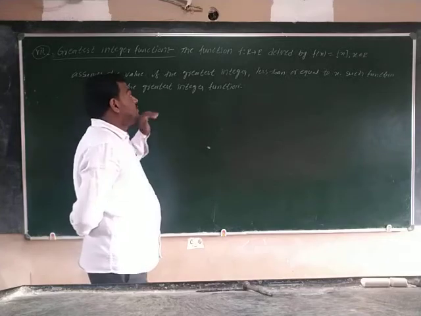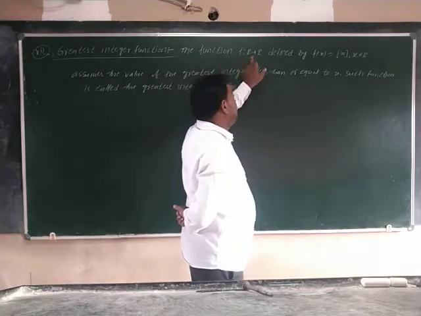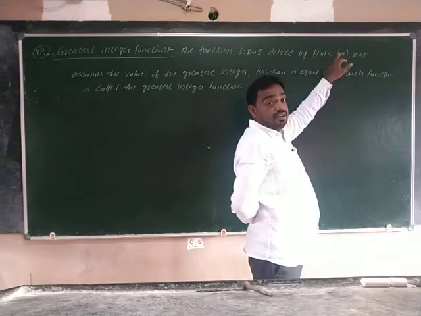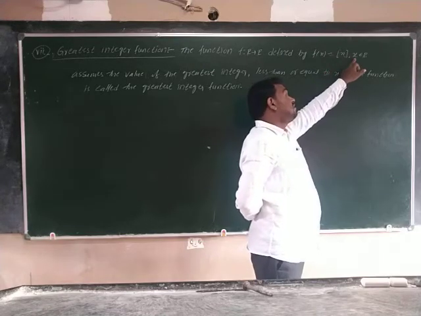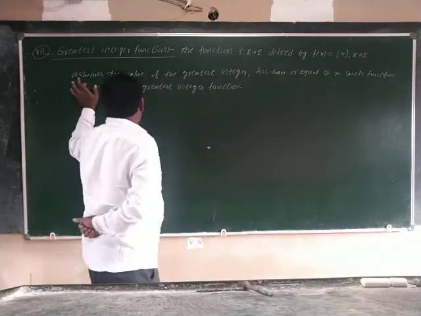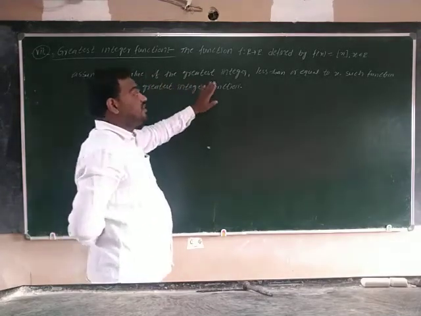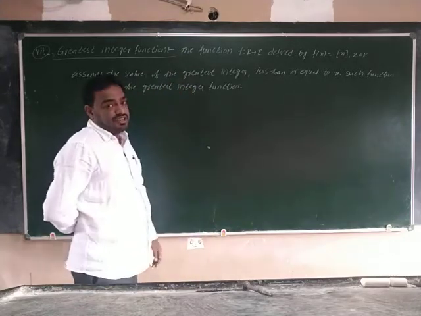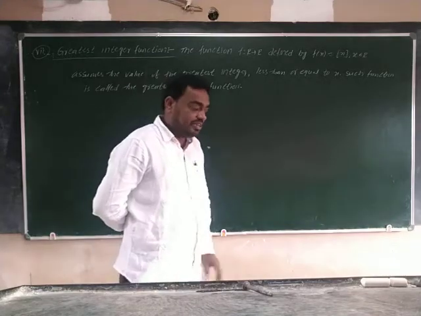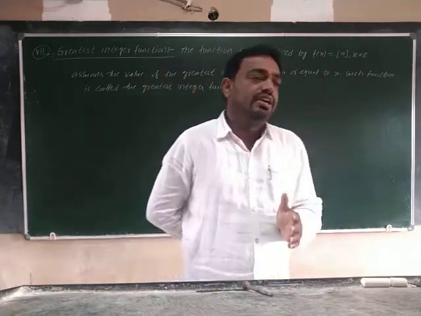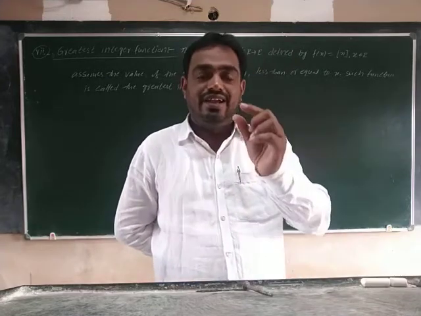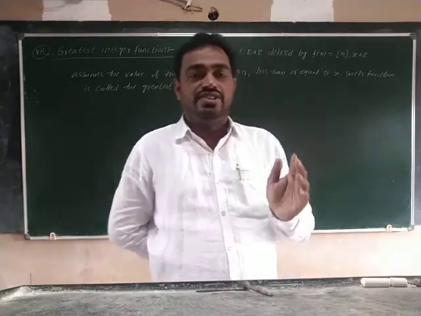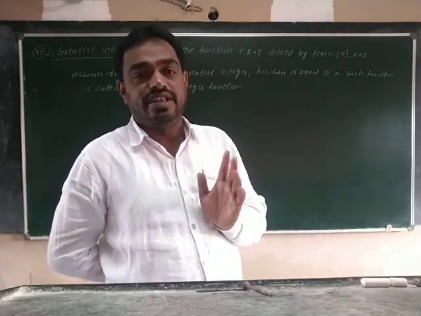See the definition. The function f mapping from R to R defined by f of x is equal to the greatest integer of x, where x belongs to R, assumes the values of the greatest integer less than or equal to x. Such a function is called the greatest integer function. This is the definition. That means for the x values we are taking the greatest integer less than or equal to x.